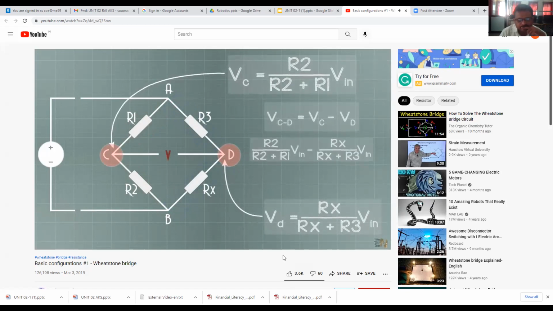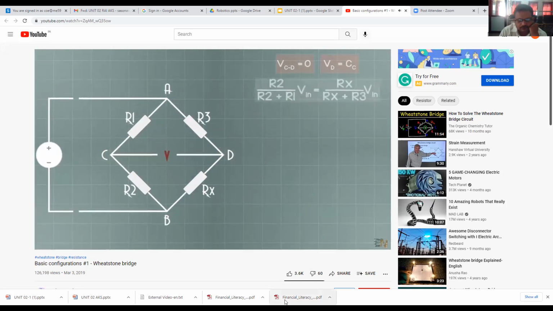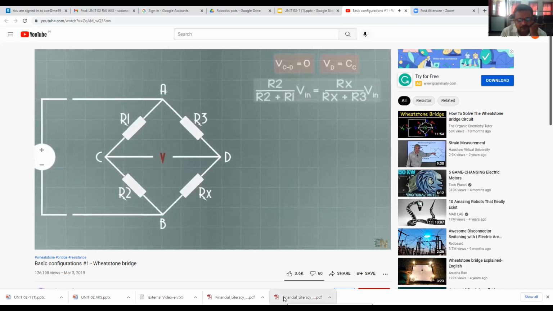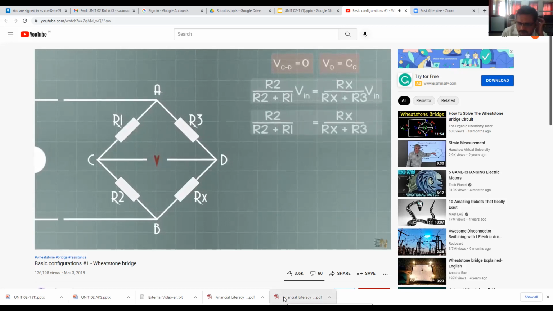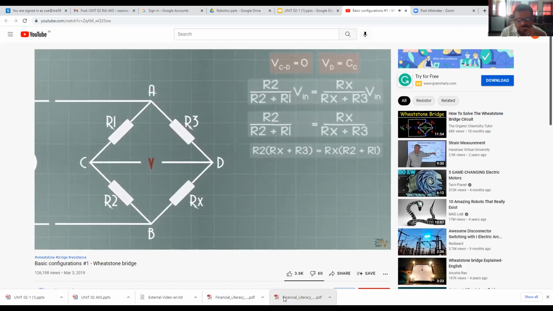But what we are looking for is a balanced bridge, and that is when the voltage between C and D is equal to 0. So if we imply that the voltage CD is equal to 0, we get that the voltage on C is equal to the voltage on D. That means that one divider is equal to the other divider value. So let's clean a little bit this equation. The VE value is on both sides, so we can delete it. Now we cross multiply and we get this.